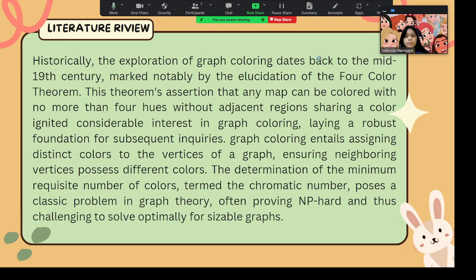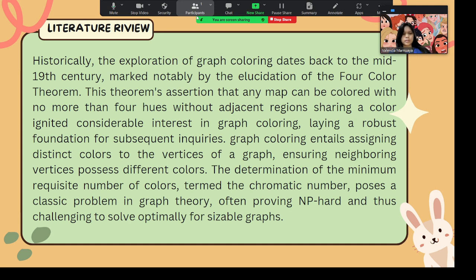Next, literature review. Historically, the exploration of graph coloring dates back to the mid-19th century, marked notably by the elucidation of the 4-color theorem. This theorem's assertion that any map can be colored with no more than 4 hues without adjacent regions sharing a color ignited considerable interest in graph coloring, laying a robust foundation for subsequent inquiries.